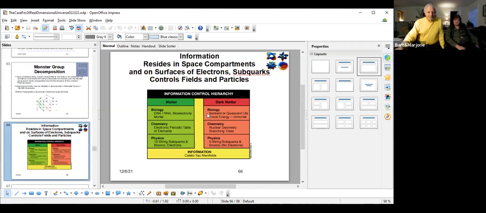So here's a different picture. We're showing that we started off with this information in those compactified dimensions flying all over the place, keeping everything in sync. And then there's a hierarchy here where you have physics, chemistry, and biology. Physics is the most fundamental with the particles and fields. Chemistry is aggregations of those, and biology deals with life from both matter and dark matter. So it's the information here that controls everything.